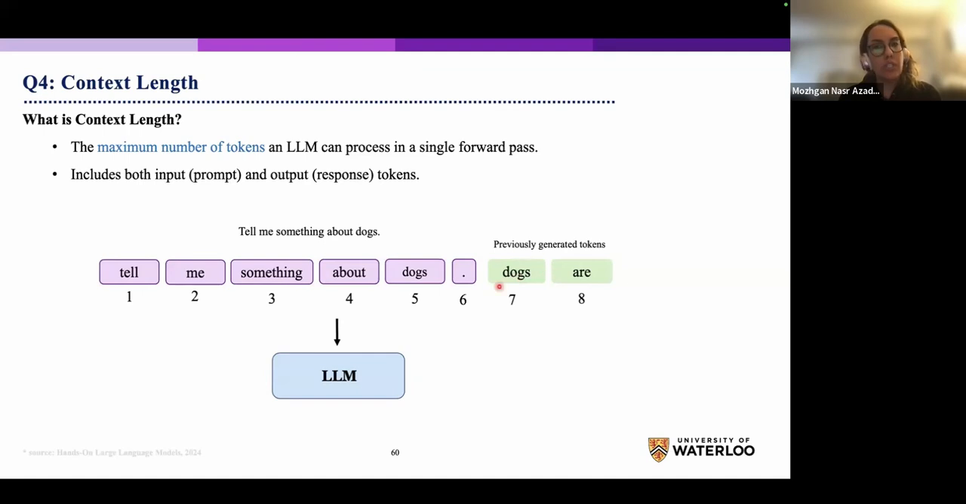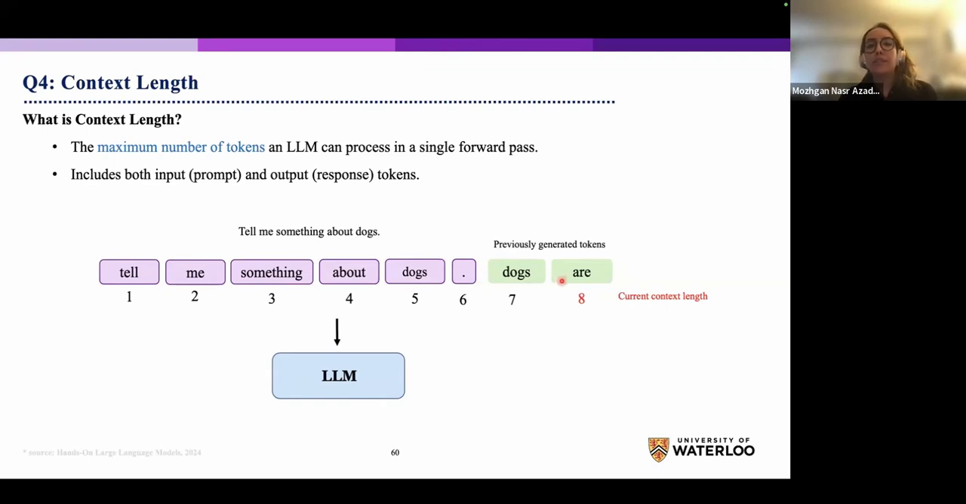Even these generated tokens are counted within the maximum number of tokens. So here, the current context length is 8. But why is this important? If a large language model has a maximum of only 8 tokens and the input is larger than 8 tokens, only 8 tokens are considered. If you give a sentence of more than 100 tokens, only the last 8 are considered, and the rest will be truncated. It's like the model is going to ignore it.